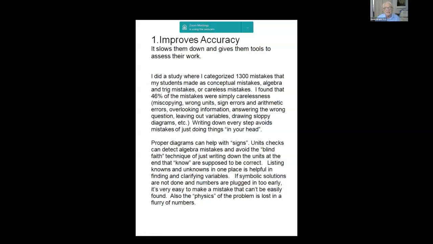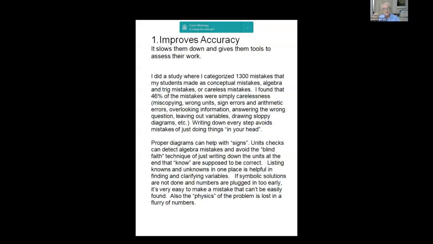So here's my take on this. It improves accuracy. It slows them down. That's one important thing in solving physics. You want to do it quick. Find the equation, plug the numbers in, and boom, be done. It slows them down. This is important. I just studied this with my dissertation. I studied 1,337 mistakes. I categorized them between conceptual mistakes, algebra and trig mistakes, or careless mistakes.